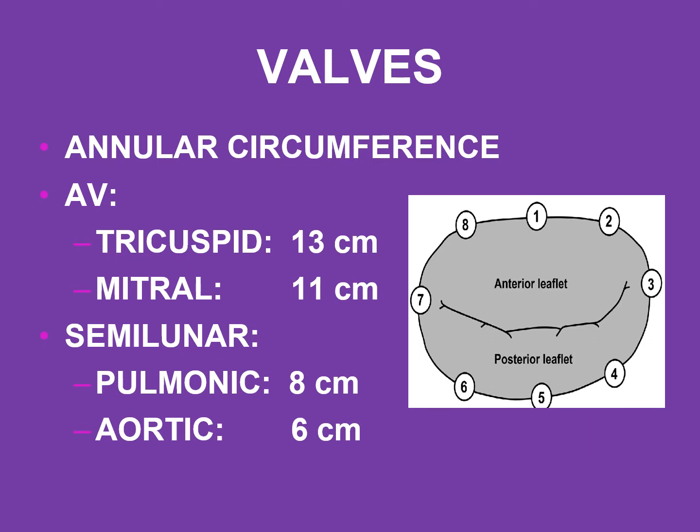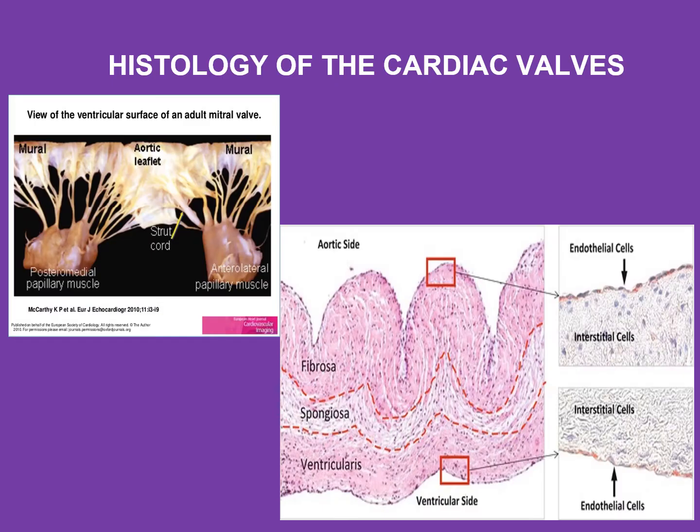Again, it's also important to know the different annular circumferences of the valves, but this is again from the Caucasian population. A tricuspid measures about 13 centimeter, a mitral is about 11, the semilunar pulmonic is about 8 centimeter, and the aortic is 6 centimeter. So this is a cut open measurement of the valve annular circumference.